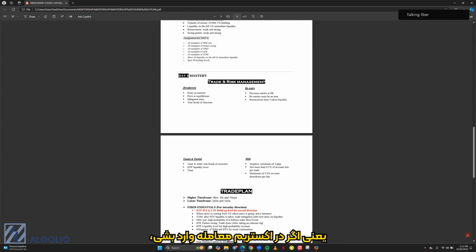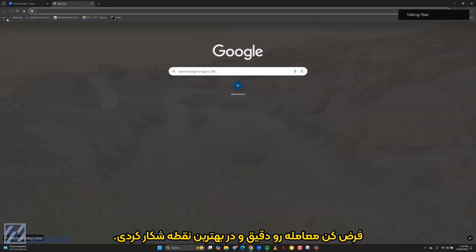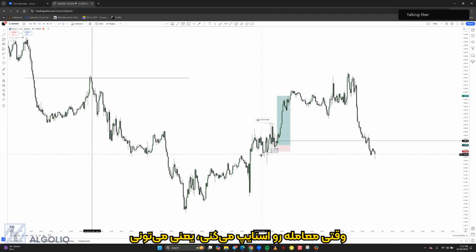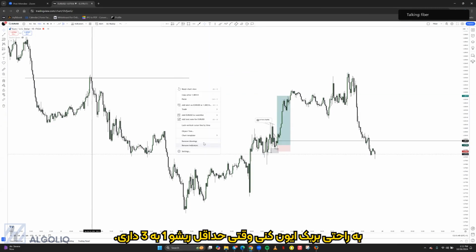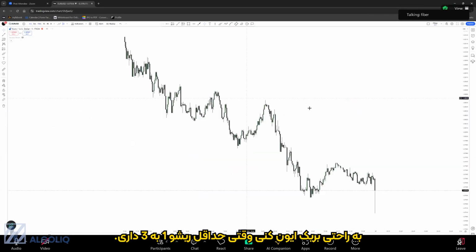What it means is if you get into a position at the extreme of the trade, let's say you snipe the trade, what it basically means is you can easily break even when you have at least 1:3.